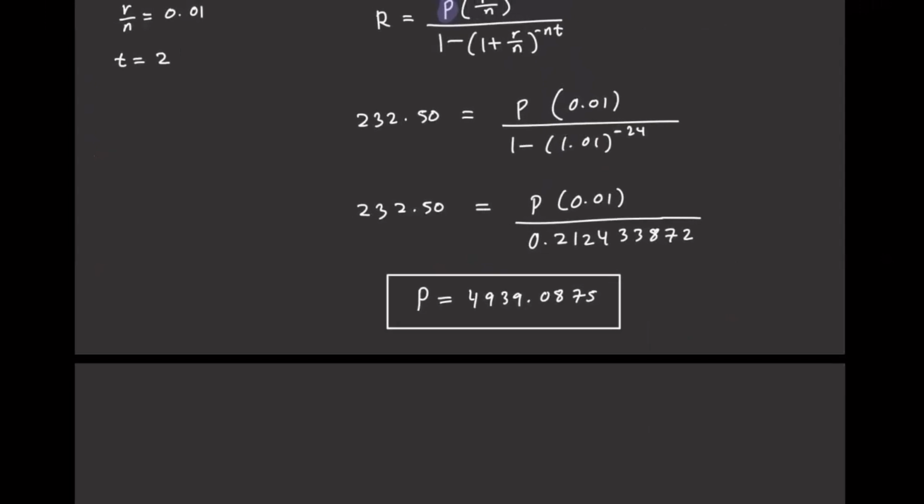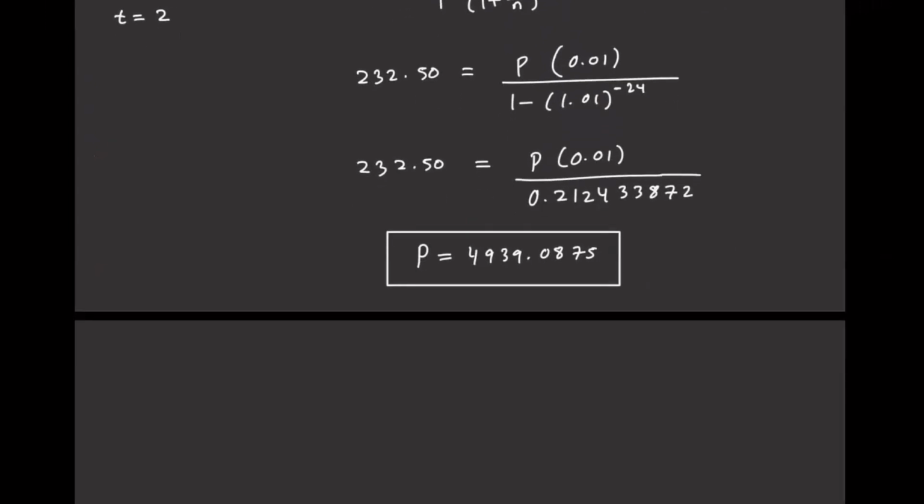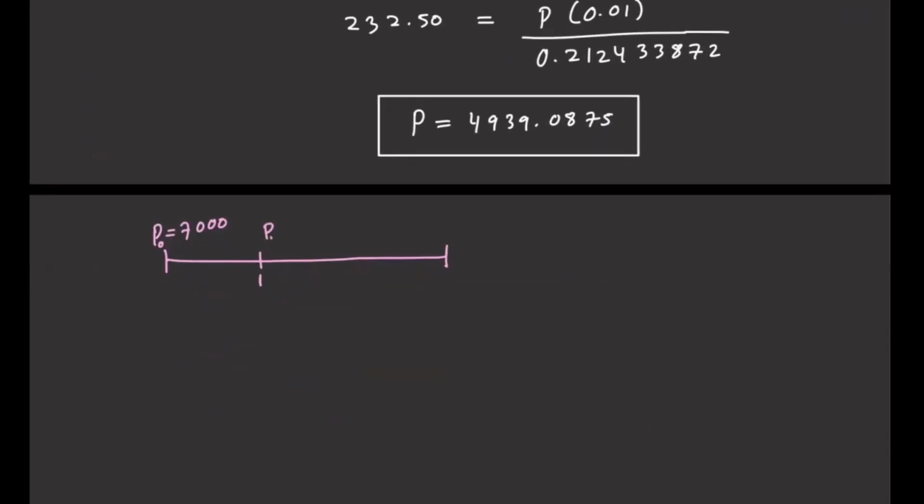All right, so let's picture this. So we know that the loan is for 3 years. So let's say this is a 3-year period. Now we started the loan with $7,000. So let's say this is P sub 0, that's the starting amount of the loan. And now after 1 year, let's call it P sub 1, the new unpaid balance is 4,939.0875. You can round, but I'm keeping it as it is.